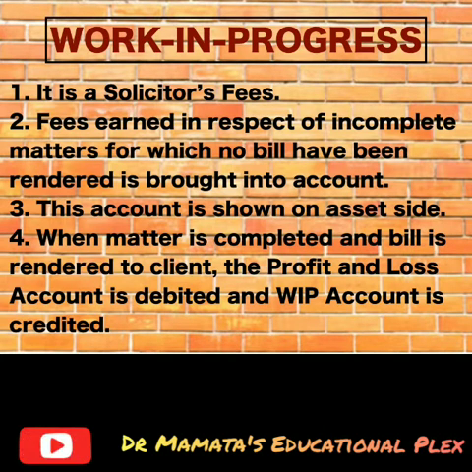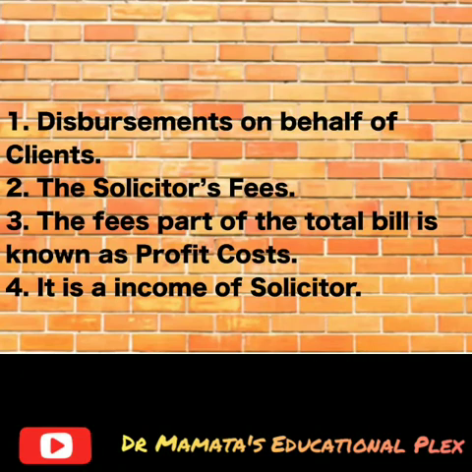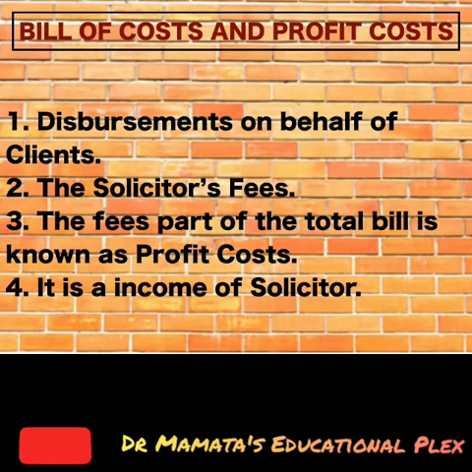In the succeeding year, when the matter is complete and the bill is rendered to the client, the profit costs account will be debited and the work in progress account will be credited. Now we will see bill of costs and profit costs. The total bill submitted to the client is known as bill of costs. It includes disbursements on behalf of clients and the solicitor's fees.